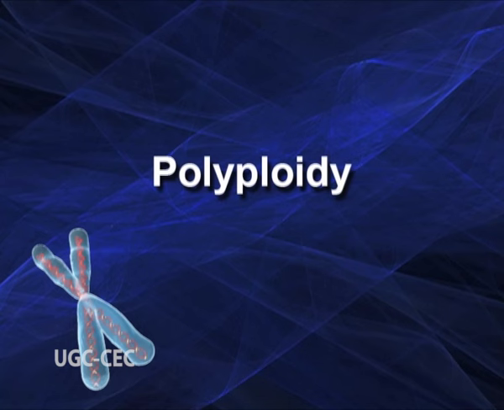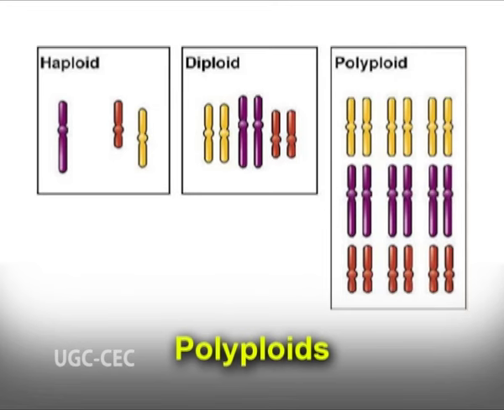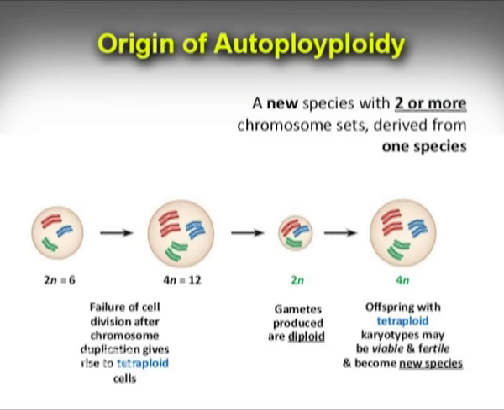Polyploidy: the euploids with three or more complete sets of chromosomes or genomes are called polyploids. More especially, the polyploid organisms can be classified as triploids, 3x, with 3 sets of chromosomes, tetraploids, 4x, with 4 sets of chromosomes, pentaploids, 5x, with 5 sets of chromosomes, and so on. Polyploidy results due to errors during meiosis or fertilization. There are 4 ways of origin of polyploid condition.